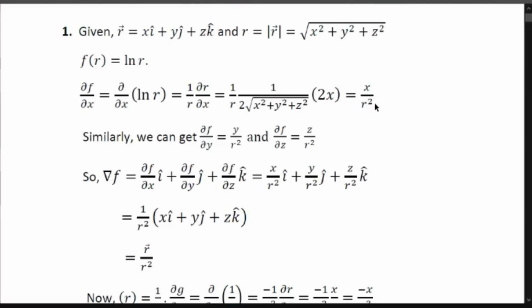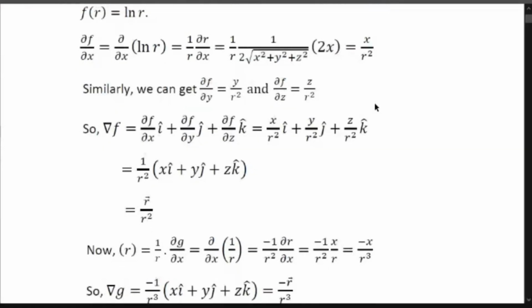Similarly, from this itself, you can guess what dou f by dou y and dou f by dou z are going to be. You don't need to waste your time finding them again; similar calculation is going on there. So you'll get dou f by dou y is y by r square, dou f by dou z is z by r square. So del f is equal to the sum of all these, which is 1 by r square times xi plus yj plus zk. We know that xi plus yj plus zk is the vector r. So this del f is equal to 1 by r square times vector r.